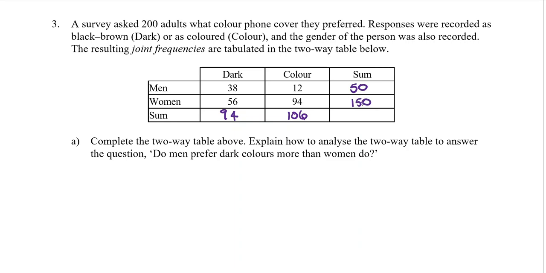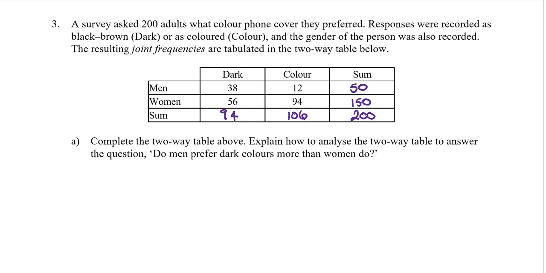Now, it shouldn't matter which way you go from here. 50 plus 150 makes 200, and 94 plus 106 also makes 200. If they don't both make the same thing, something's wrong somewhere. Question A, complete the two-way table. Done. Explain how to analyse the two-way table to answer the question, do men prefer dark colours more than women?